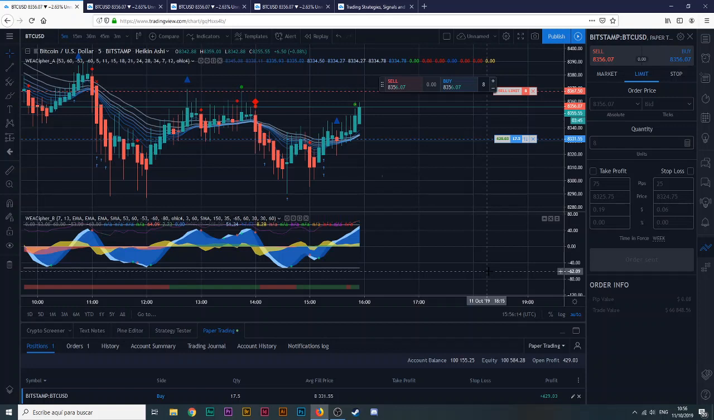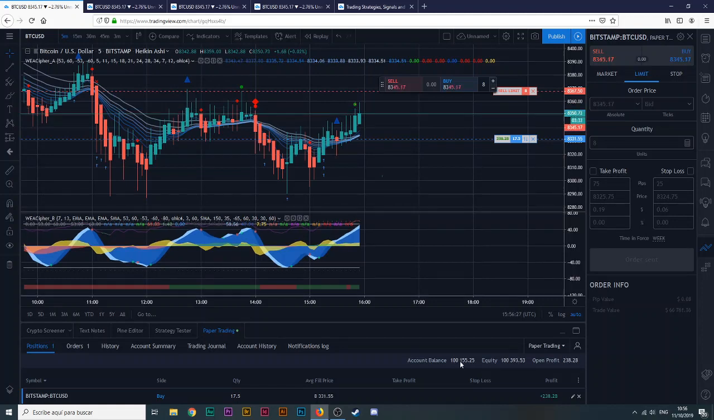Our first sale, on the account balance, we have $100,155.25. So we made $155. Excuse me. And the remaining balance of the 17 Bitcoin, we're sitting on a $212 profit.